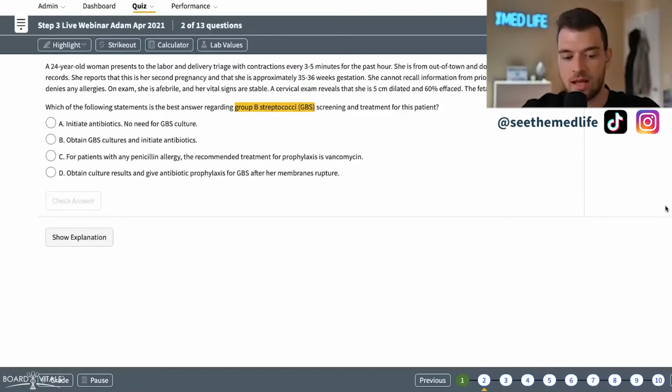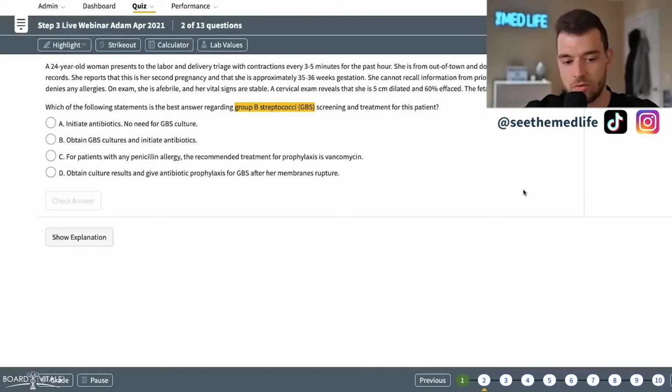And so looking through the answer choices here is probably a little bit lower yield, because we know we need to find something about screening. They're going to give variations on the screening recommendations, but we'll just scan through them. So do we need antibiotics? Do we need a culture? There's something about allergies here and so forth. So not going to be super helpful, but we know what we're looking for at least. So we go back up.